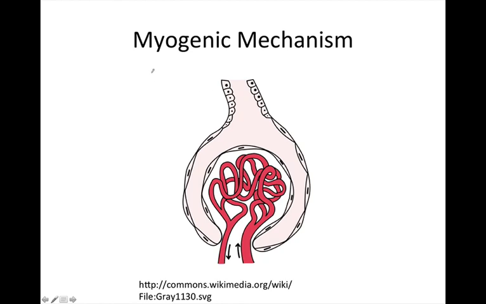So let's break down this term, myogenic. Myo means muscle. Genic means to create. Okay. So basically, this is a mechanism that is essentially created by smooth muscle. And remember, smooth muscle is found in the walls of hollow organs. And well, what do you know? We've got two hollow organs right here that enter and exit the glomerulus, the afferent and efferent arterioles.